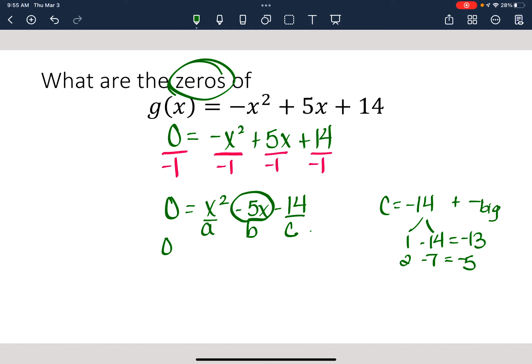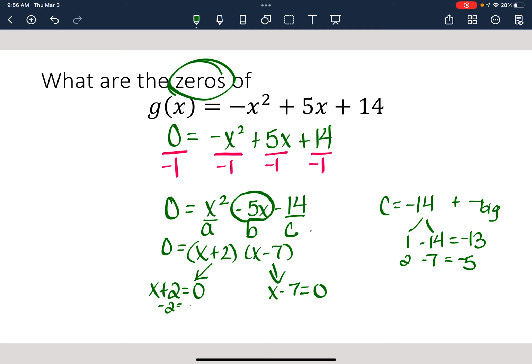So my factors are 0 equals x plus 2 times x minus 7. So since this equals 0, I'm going to write it out as two factors. So I have x plus 2 equals 0, and x minus 7 equals 0. Remember, I need to use those opposite operations to figure out the value of x. So I subtract 2 here, and that gives me x equals negative 2. Here I add 7, and that gives me x equals 7. So my two solutions are x equals negative 2 and x equals 7.